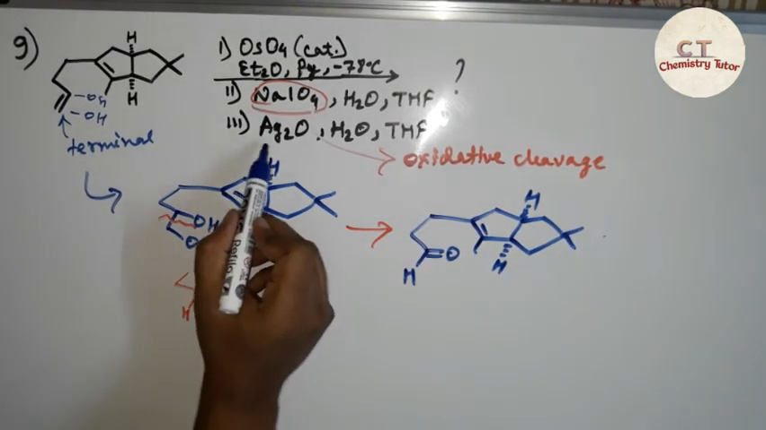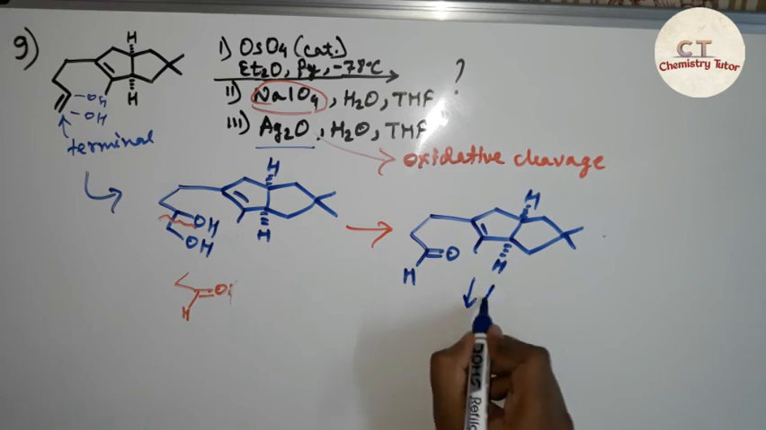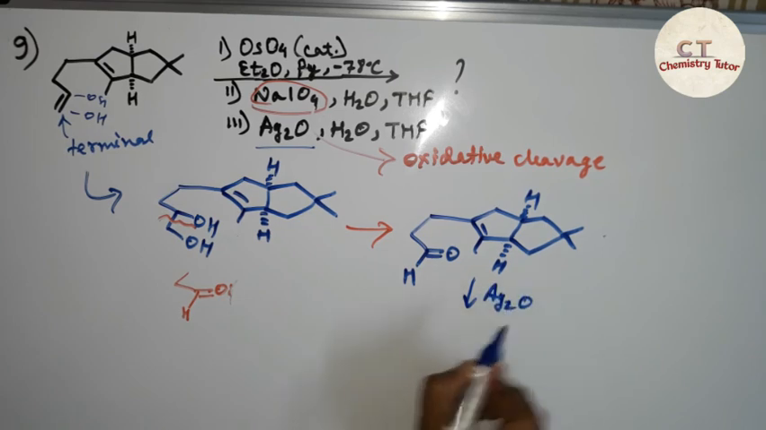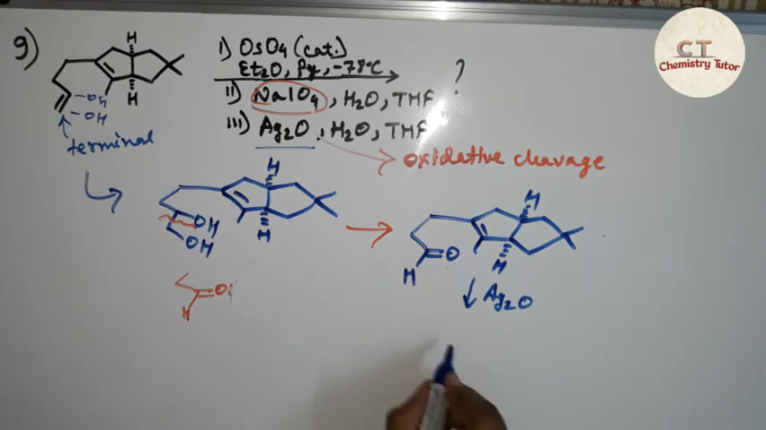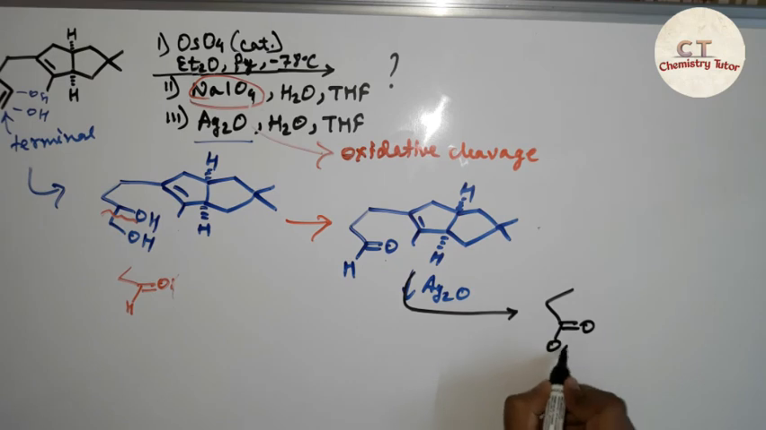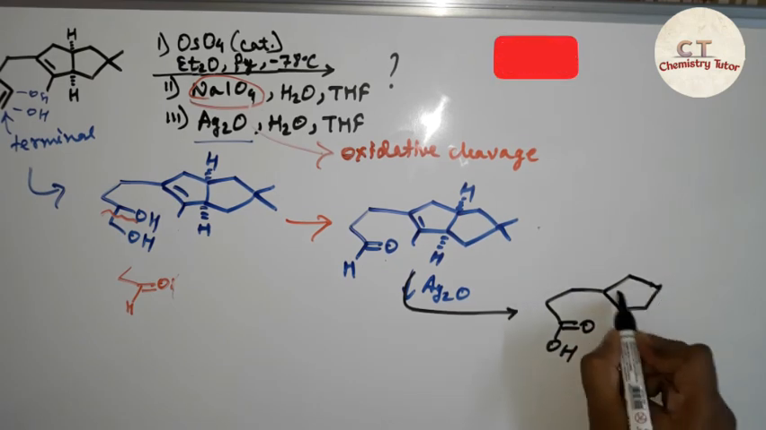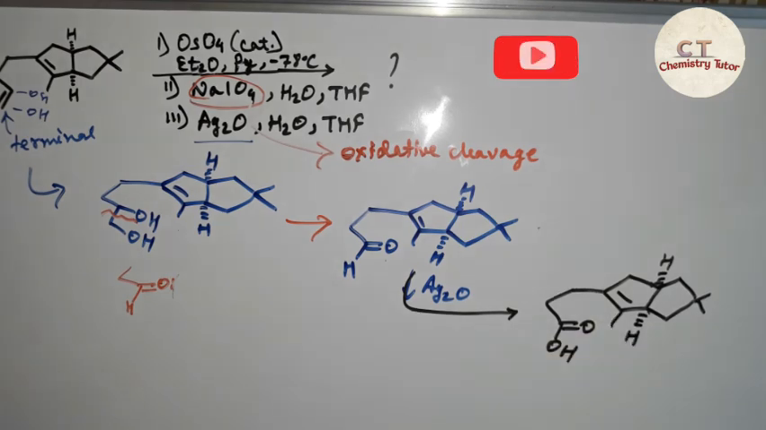And then in the next step Ag2O is given, water and tetrahydrofuran. The function of Ag2O here is that it further oxidizes this aldehyde into a carboxylic acid. Hence this will be the final product of this reaction.